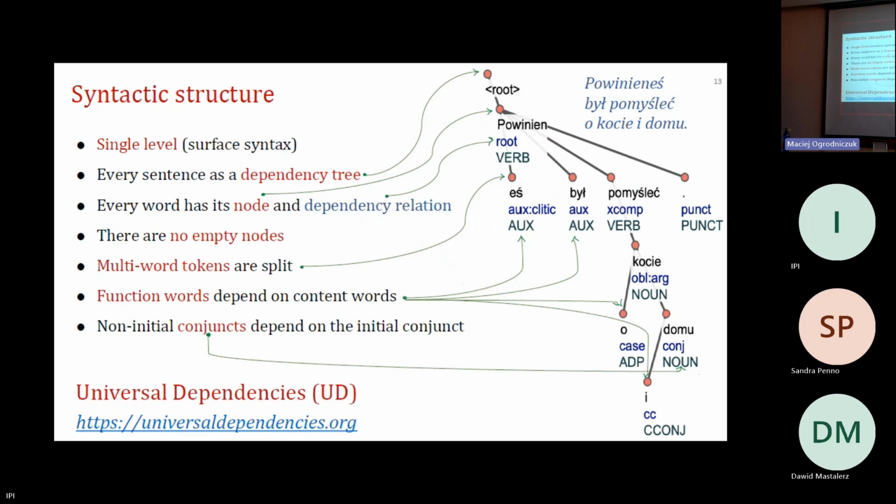Every sentence is a dependency tree, so it's dependency, not constituency. Every word has its node and dependency relation, so that's these blue labels. You have a root, you have something called auxiliary, and it's a clitic. Another auxiliary in Polish, and then something called xcomp. That's a complement that lacks its subject and has to find its subject somewhere else. So it's an infinitive in Polish. And here you have some argument. Here it's oblique.